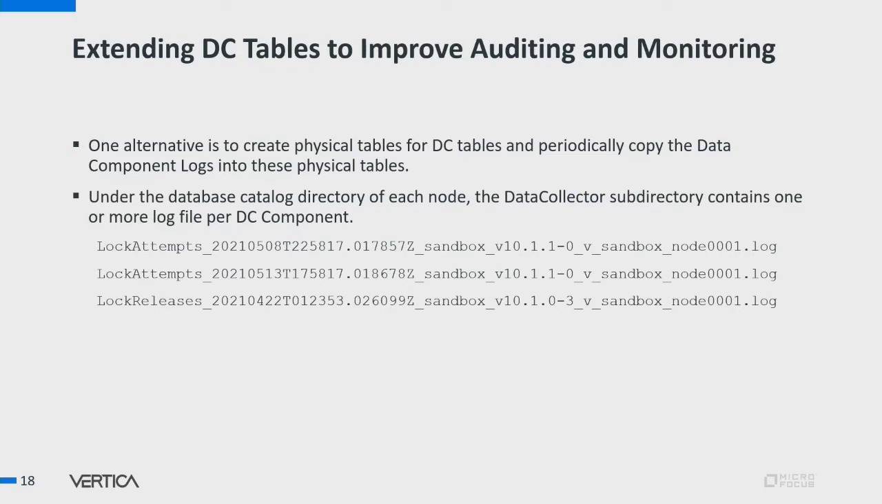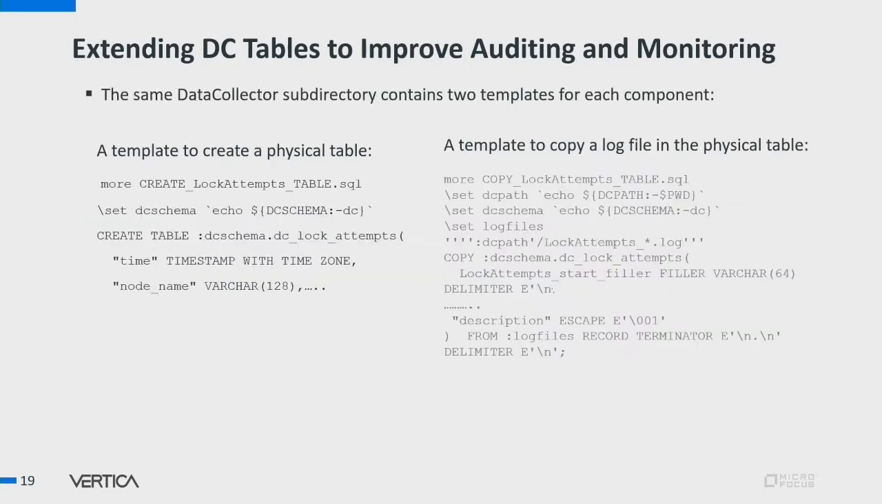So you have here an example of logs for log attempts and log releases. In that same subdirectory, you will find two templates for each component. The first one is a template to create a physical table. So for instance, here, if you look at the create log attempts table.sql template, you will see that this is a vSQL ready script that would create a table mirroring the structure of the corresponding DC table.